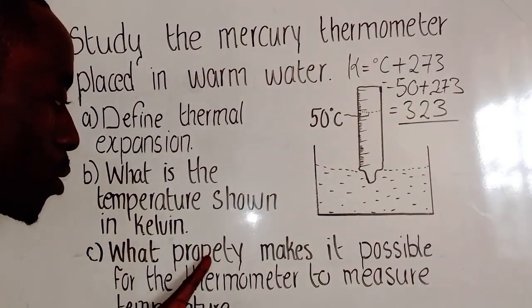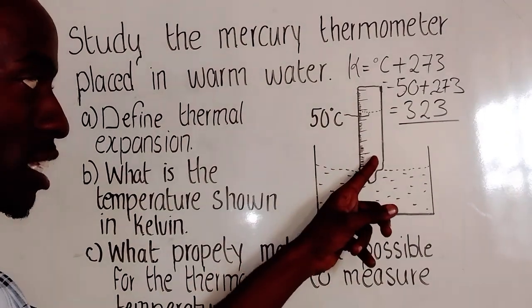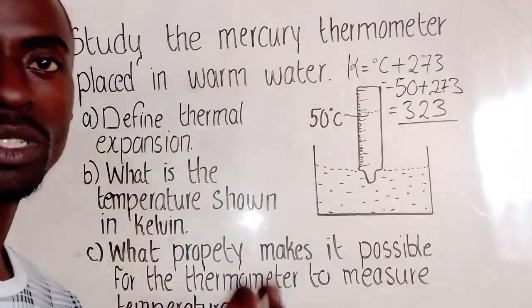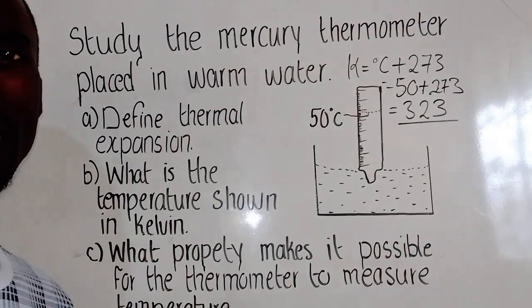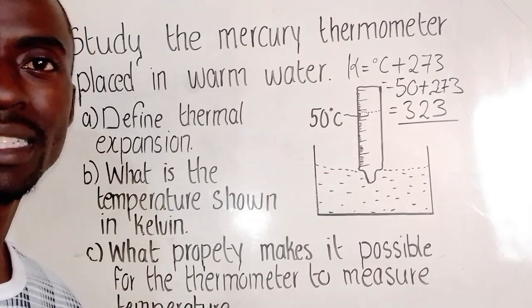They're saying what property makes it possible for this thermometer to measure temperature. So what makes this possible is because of the volume. So volume is the answer here. Now what is volume? Volume is the amount of space occupied by the substance.